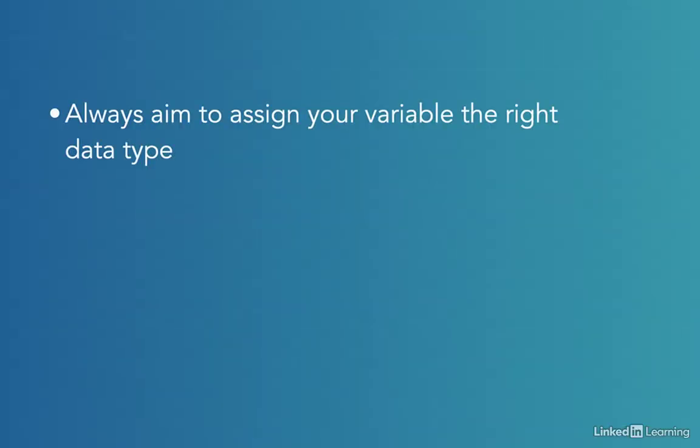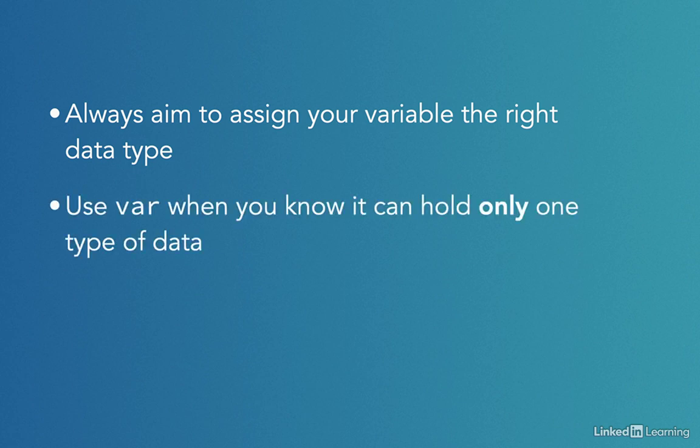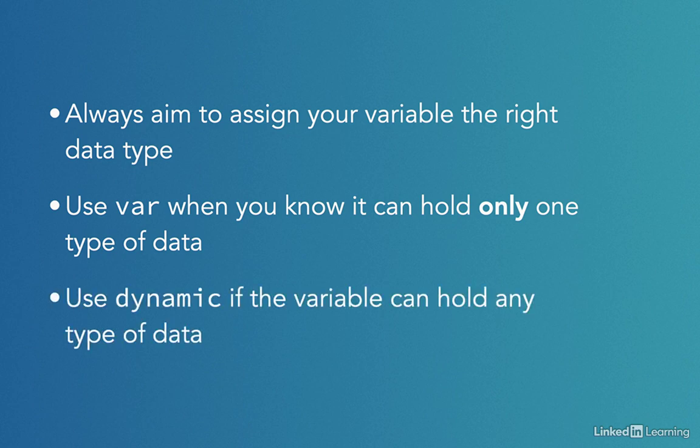So as a developer, when you are developing your application and you know what type of data a variable will hold, always assign it the proper data type instead of var and dynamic. But if you have no idea of the type at compile time, but you know it can hold only one type of data, then use var. And other times, when the type of the data can keep changing, use dynamic.